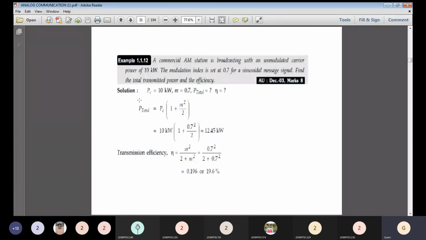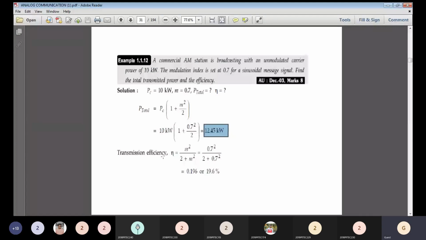The total power formula is available: total power equal to carrier power into 1 plus m square divided by 2. The carrier power is directly provided as 10 kilowatts and m is directly provided as 0.7. Simply substitute those two parameters and calculate the total power requirement. Total power is equal to 12.45 kilowatts. After calculating this, all of you check your answer.